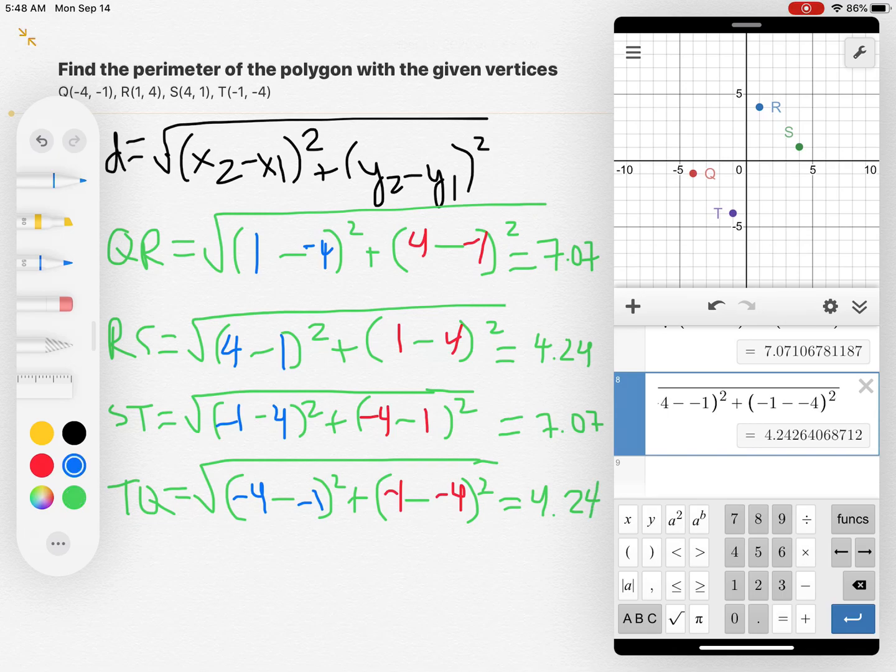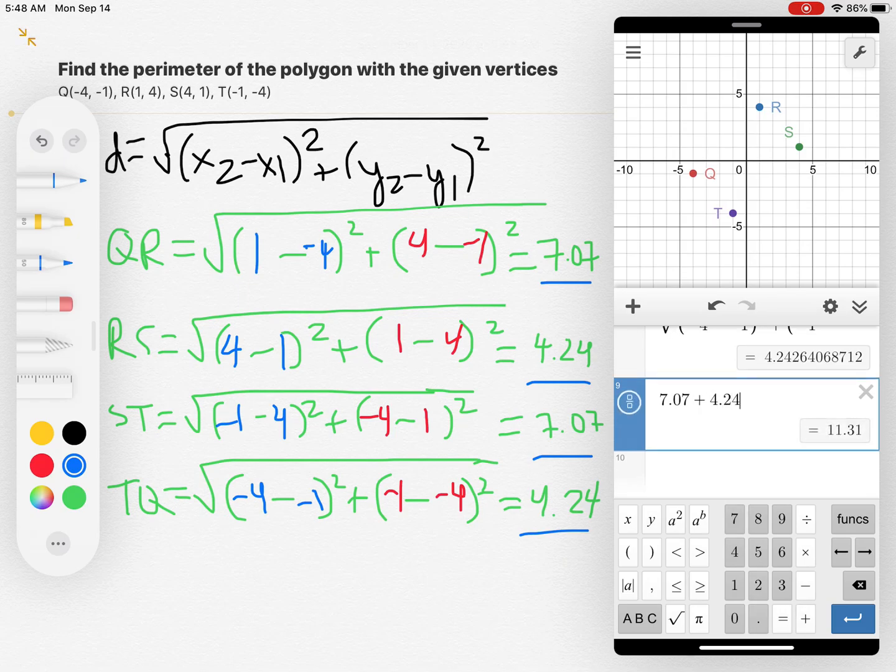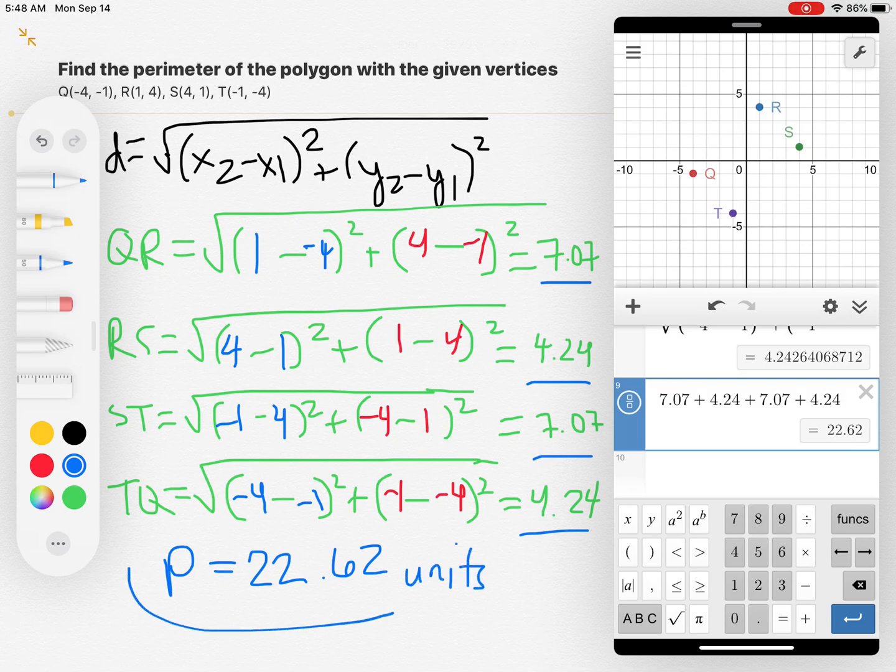And then we know to find our perimeter, we're just going to add all 4 of these together. So my perimeter is going to be 7.07 plus 4.24 plus 7.07 plus 4.24. And we get that our perimeter is going to be 22.62. They did not give us a unit, so we're just going to say the word units.